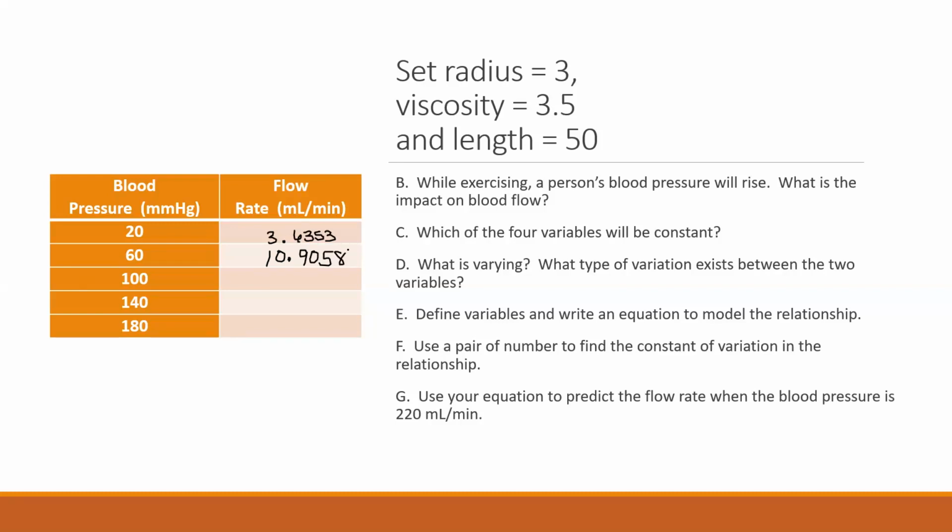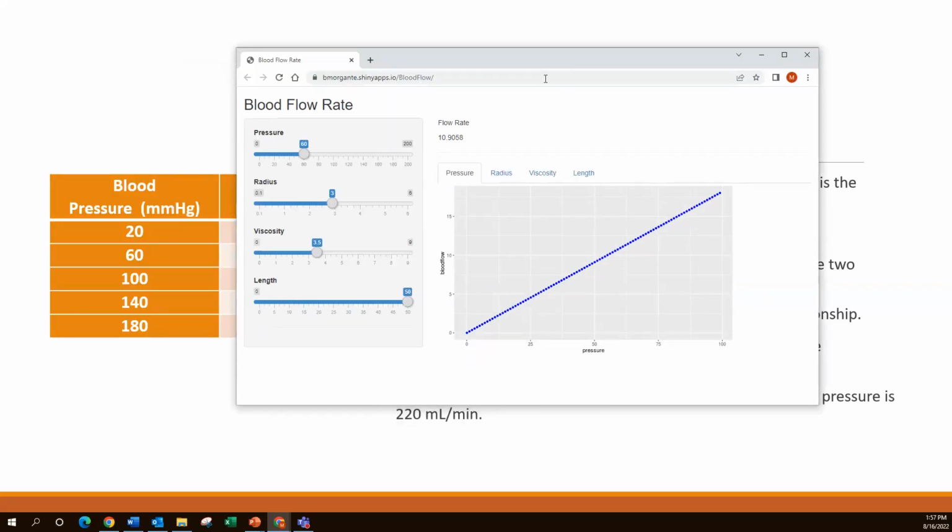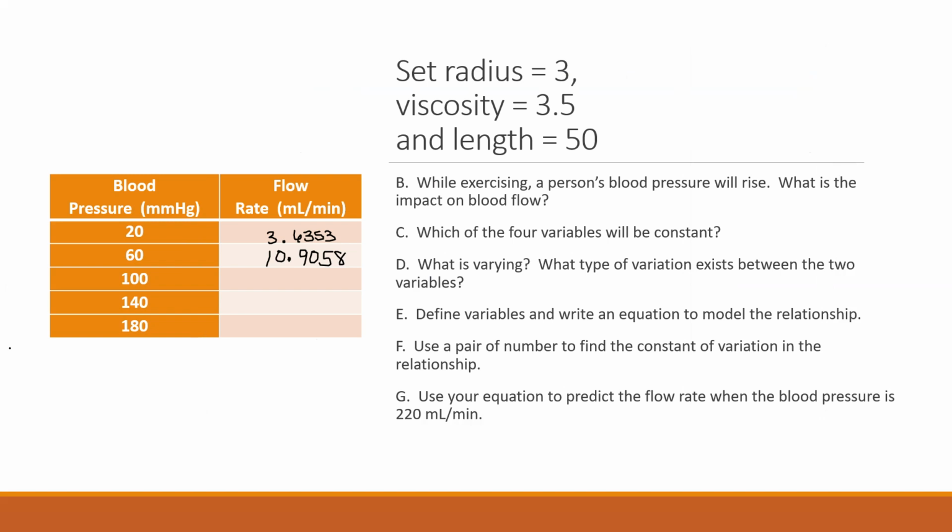And then I'm going to continue in this pattern. I'm going to go to the app and change the blood pressure slider up to 100. I'm going to write down my number, change it to 140, write down my number, change it to 180, and write down my number. So I'm going to write in all those numbers, and then we'll take a look at our data.